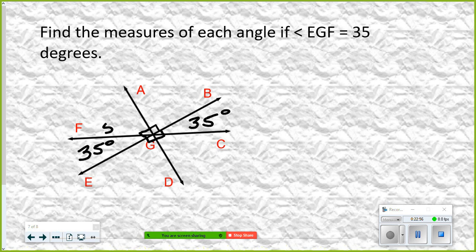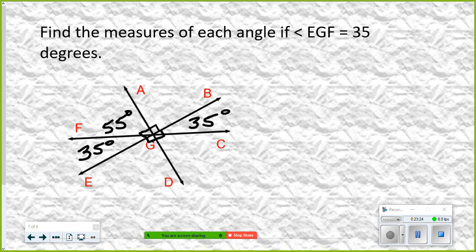Max said FGA is 55. How did he figure that out? Because this is a 90 degree angle right here. So if this is 35, 90 minus 35 tells you that this one is 55. So that's complementary angles. So we've used vertical and we've used complementary.